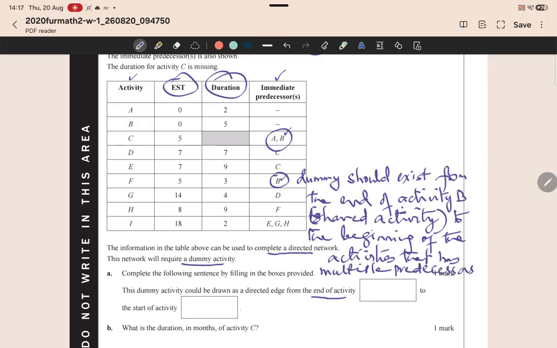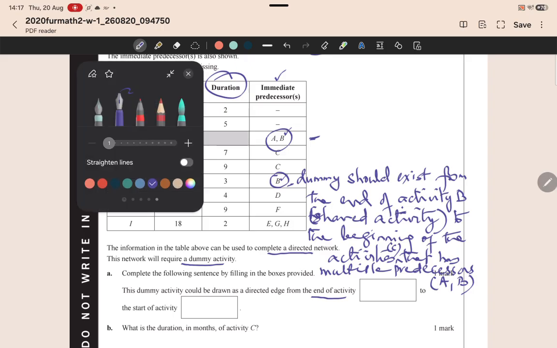So which means that of these two activities, the one with multiple predecessors is C, because it has two predecessors, A and B, whereas activity F has only one predecessor. So from the end of B to the beginning of C, the activity that has multiple predecessors. Activity C has multiple predecessors, A, comma, B. So it would be good to actually remember this rule, and this immediately will help you start a network without delay. Okay, so let's now try and draw a network.